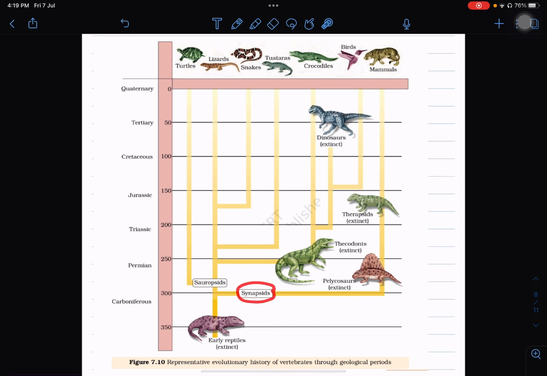Now, when you see the Synapsida, the beast-faced organisms, they evolved into pelycosaurs. Pelycosaurs evolved into therapsids, the first mammal-like reptiles, I can say. From these Therapsida, the mammals evolved. So Synapsida to pelycosaurs, pelycosaurs to Therapsida, Therapsida to mammals. Right? So this is the story of vertebrate evolution, and this is all about the brief account of evolution.